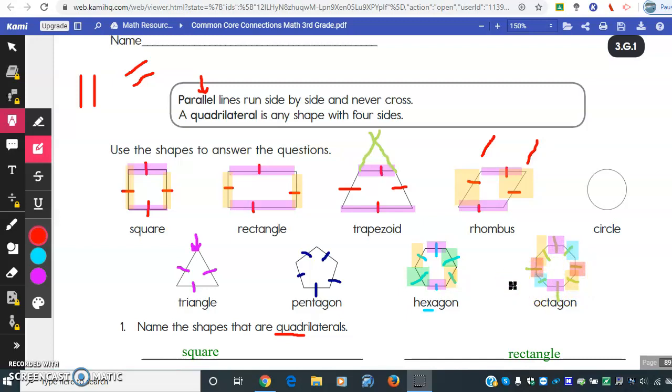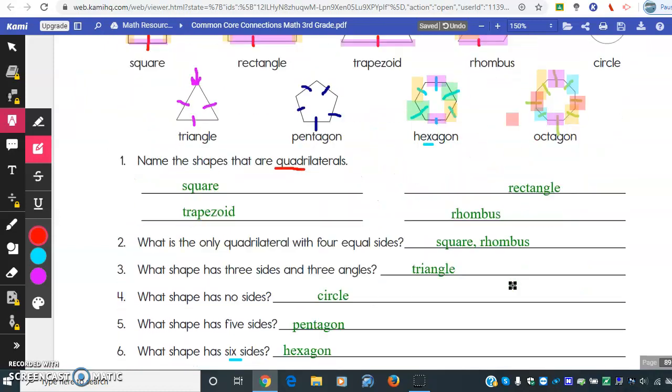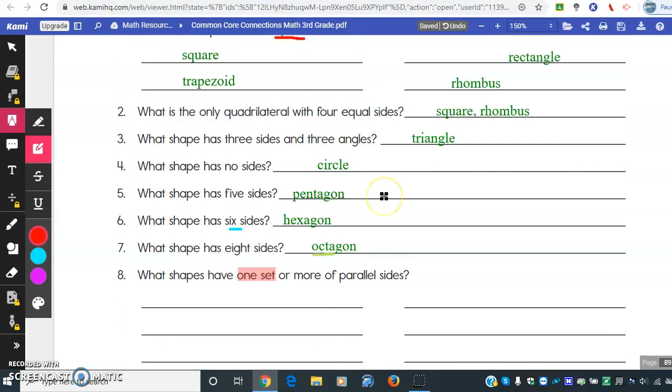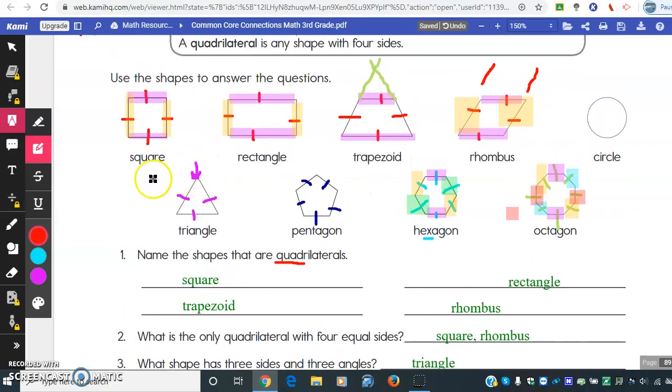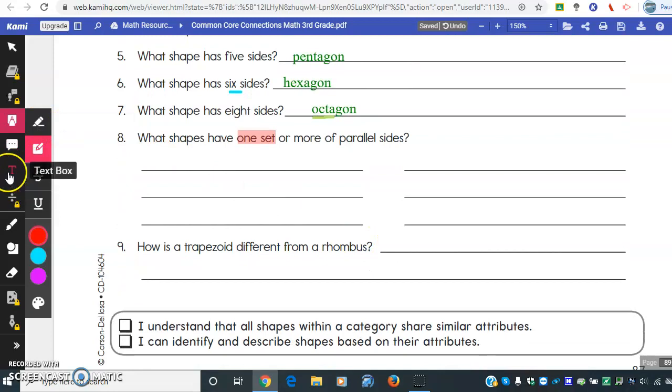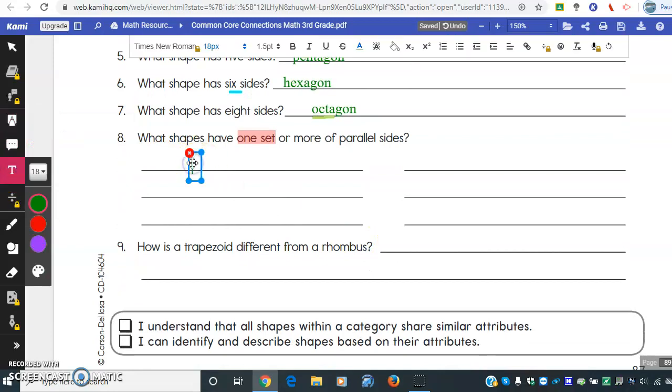So if the page wants us to just find the shapes that have at least one set or more of parallel sides, one set or more, then these are the shapes we're going to say. We've got our square, rectangle, trapezoid, rhombus, hexagon, octagon. So let's go ahead and write those in there. We've got our square.